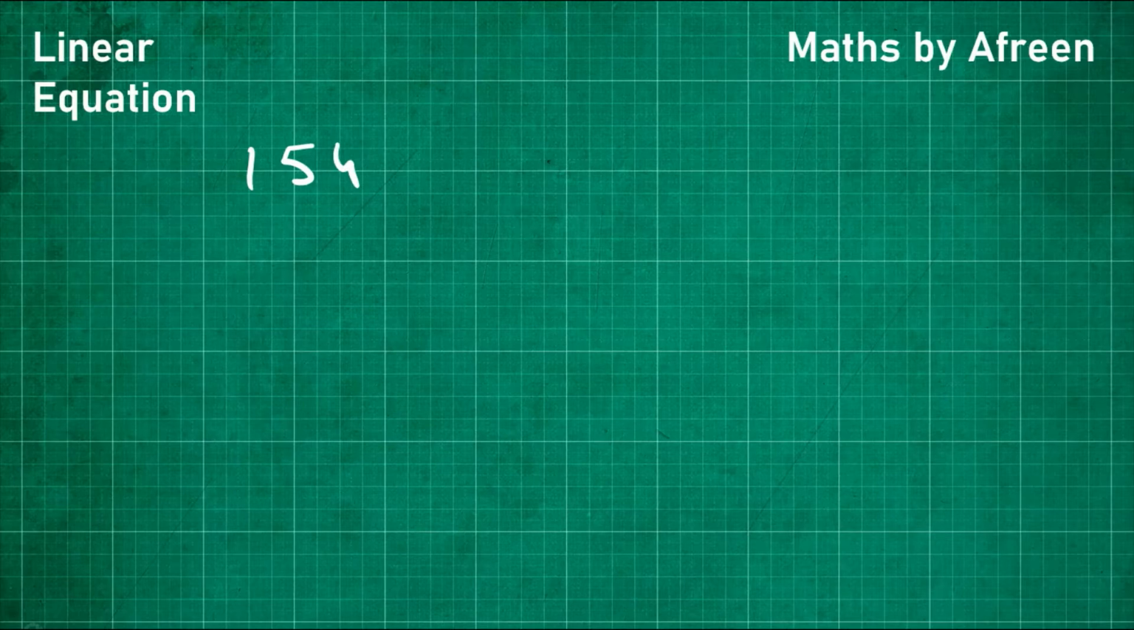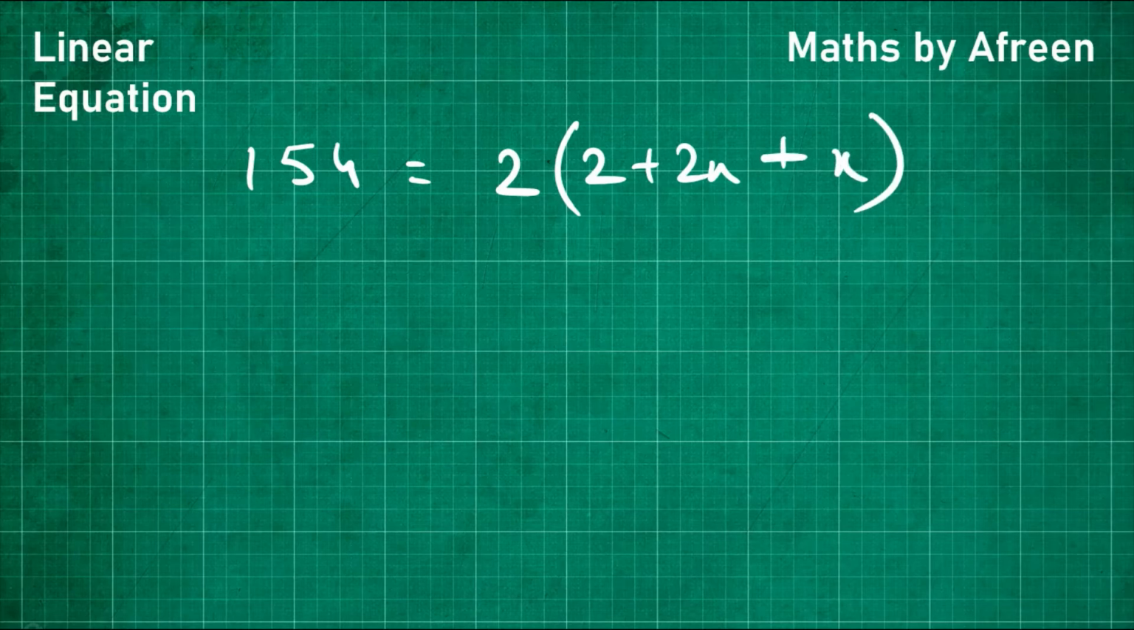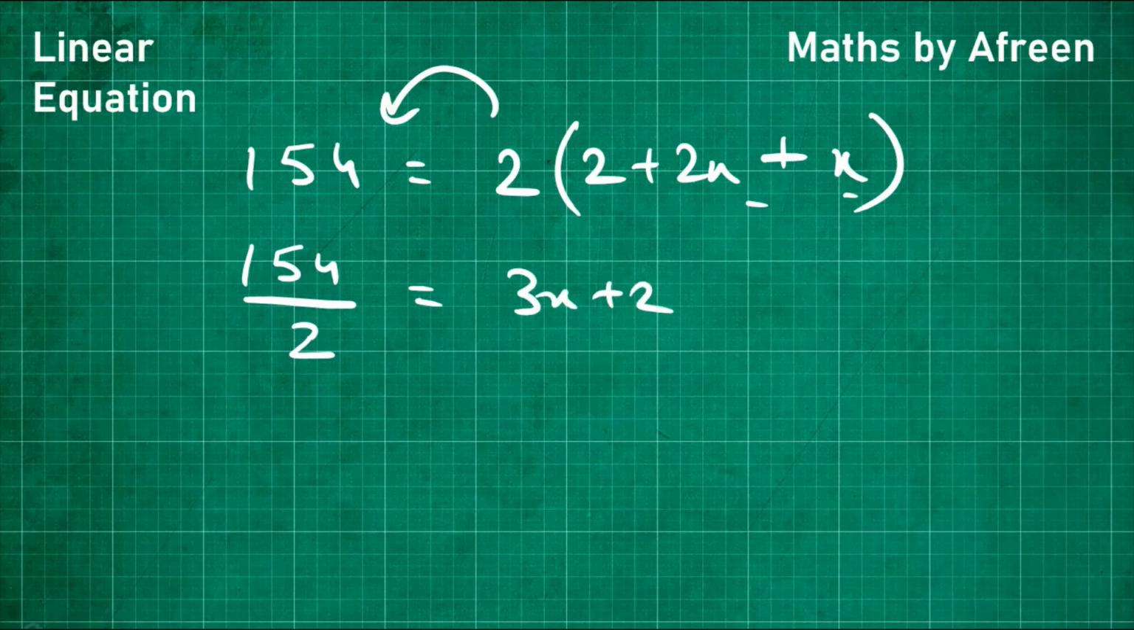154 meter equals to 2 times (length plus breadth). What was length? 2 plus 2x. What was breadth? x. Now this is the equation. We will solve this. 154 divided by 2. Transpose this 2 from right hand side to left hand side, equals to 2x plus x will be 3x. So 3x plus 2. What I did here, I transposed 2 from left hand side to right hand side.